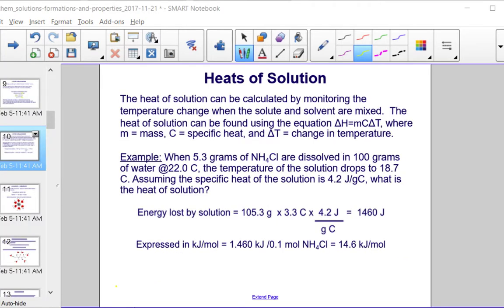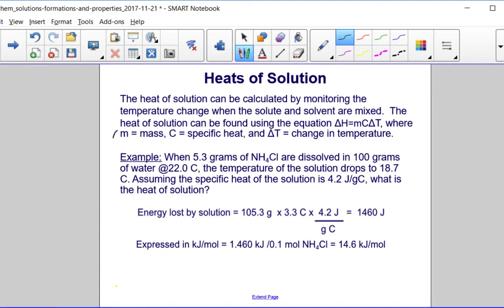The heat of solution can be calculated by monitoring the temperature change when the solute and solvent are mixed. The heat of solution can be found using the equation delta H equals mc delta T, where m is the mass, c is the specific heat, and delta T is the change in temperature.